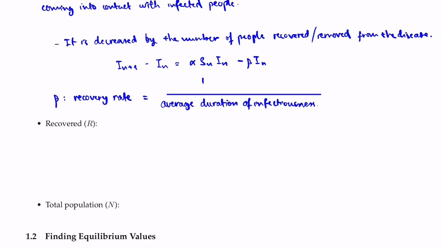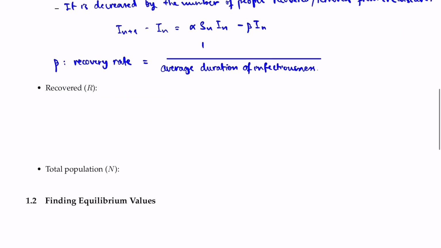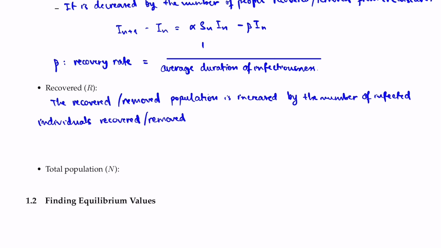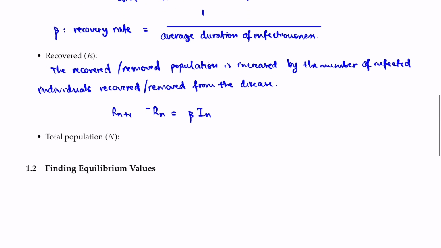Now we're going to move on to the last compartment, the recovered or removed compartment. So the recovered population is increased by the number of infected individuals who recover from the disease. So the difference equation of the recovered compartment is R sub n plus 1 minus R sub n equal to beta times I sub n. And we need to include one condition for the population, N equal to S plus I plus R.